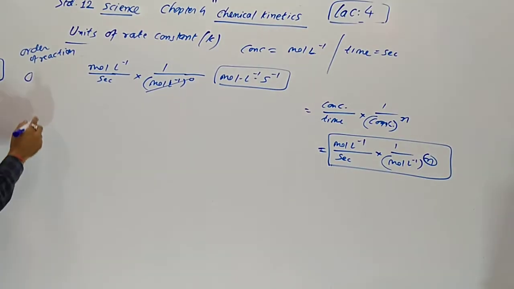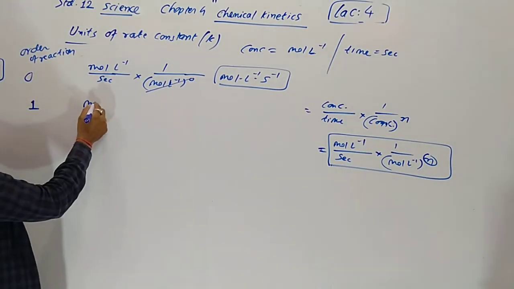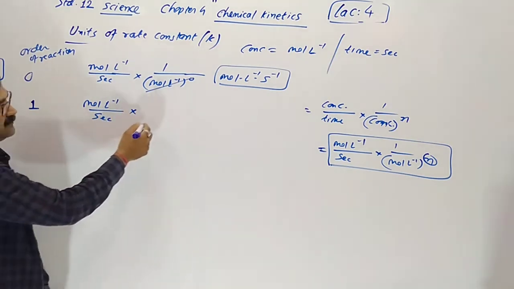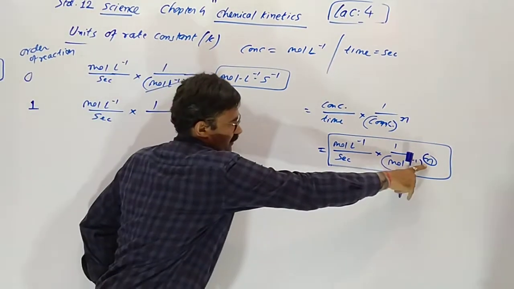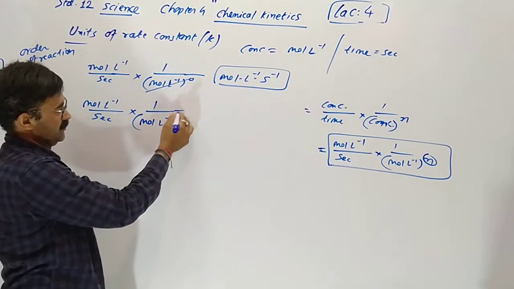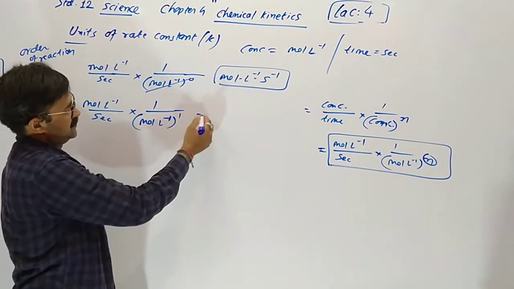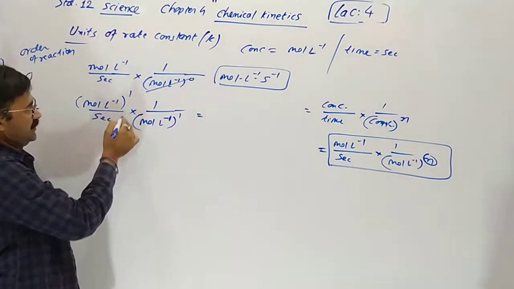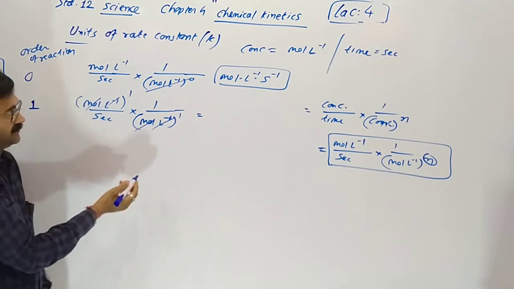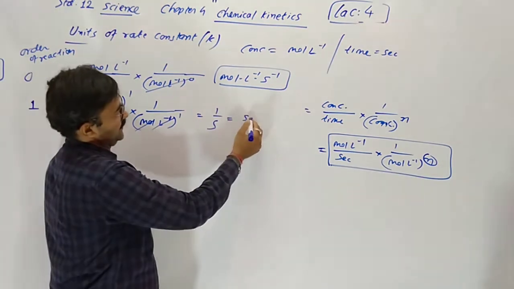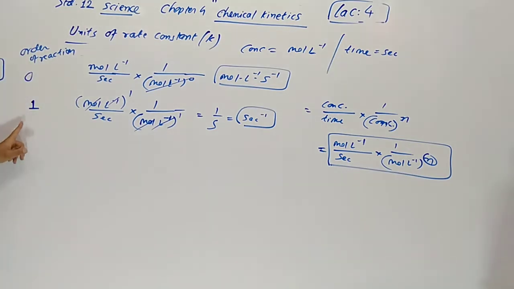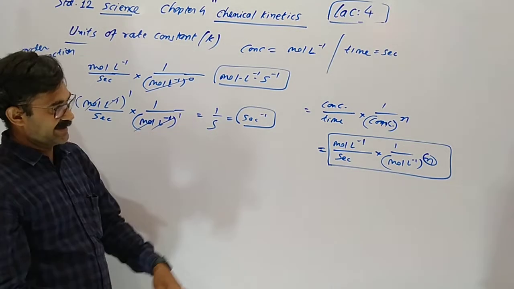Understood? Now for first order reaction, this remains as it is. Here put the value 1, mole per liter raised to 1. So mole cuts, liter inverse cuts. Only 1 upon second remains, meaning second inverse. So for first order reaction, the unit of K is second inverse.